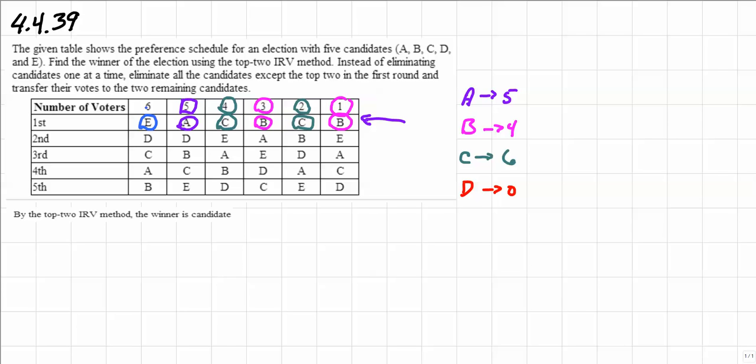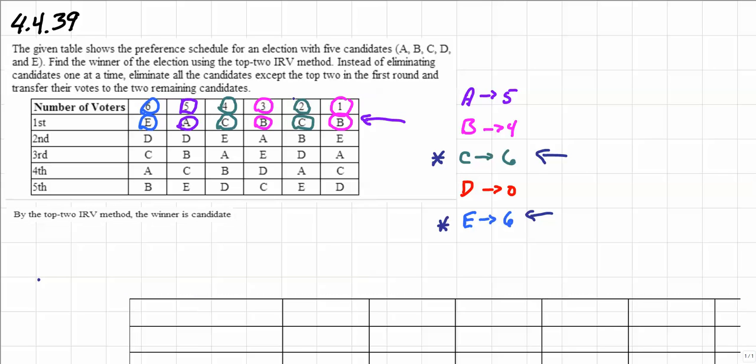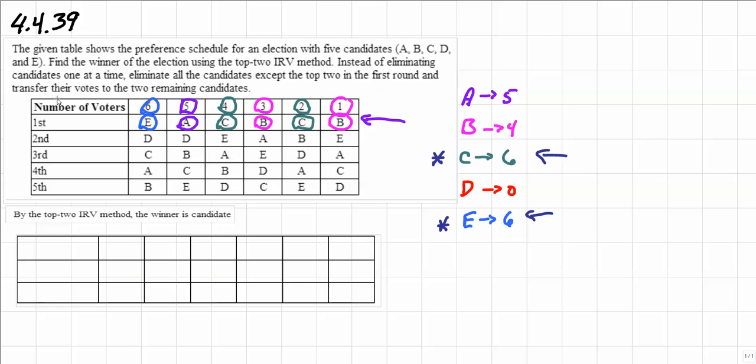So now we're going to pick the 2 candidates that have the most number of votes, and those are going to be candidate C and candidate E. And we will eliminate everything that is not candidate C or candidate E. And in doing so, we're going to go ahead and recreate the table. So we're going to eliminate all but C and E, as I said.